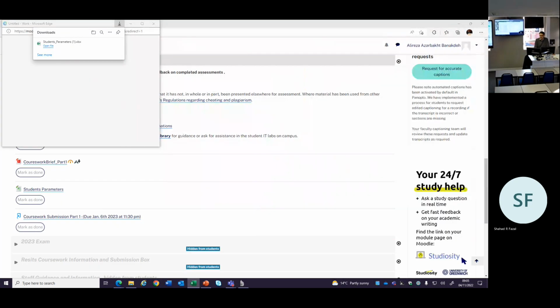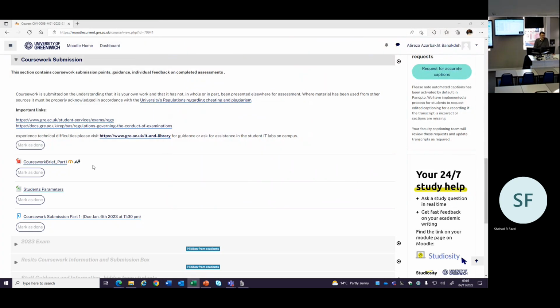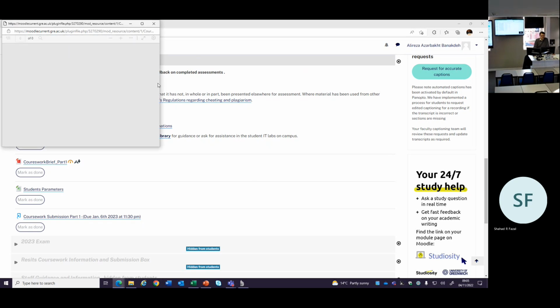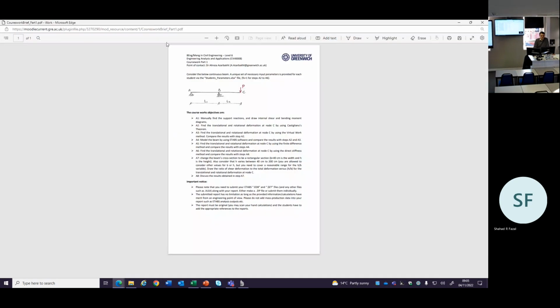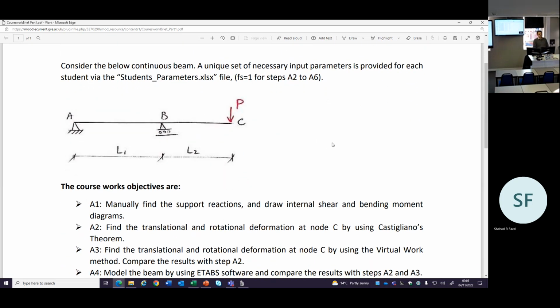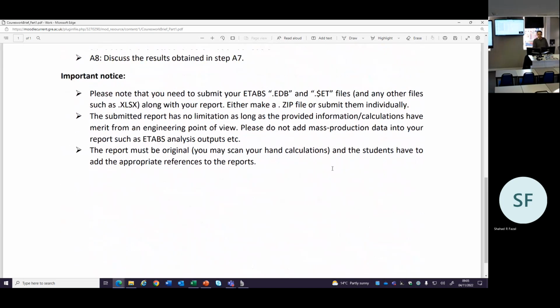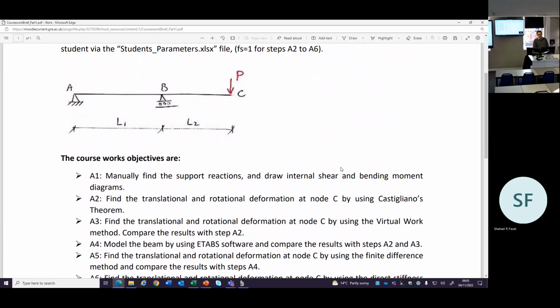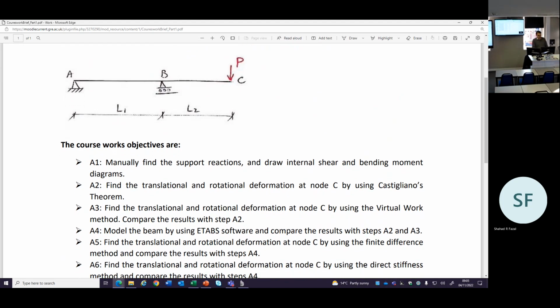So let's put this one in the second window here, and I will take a look at the coursework brief to see where we will use these parameters in our problem. So this is your coursework. It's not really different from what we have talked about during the lectures.